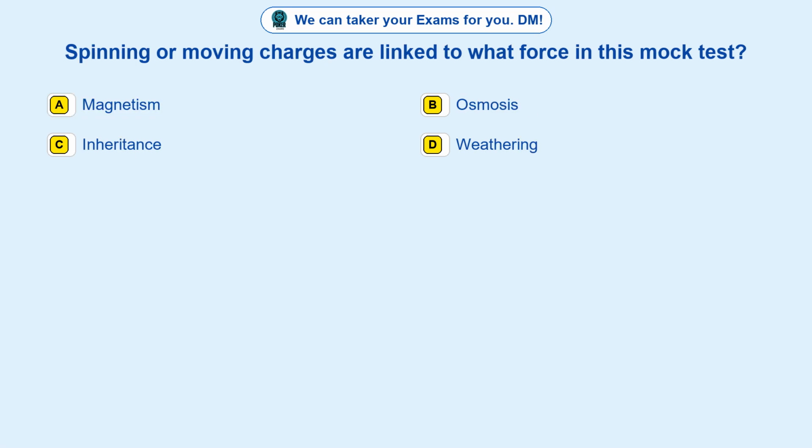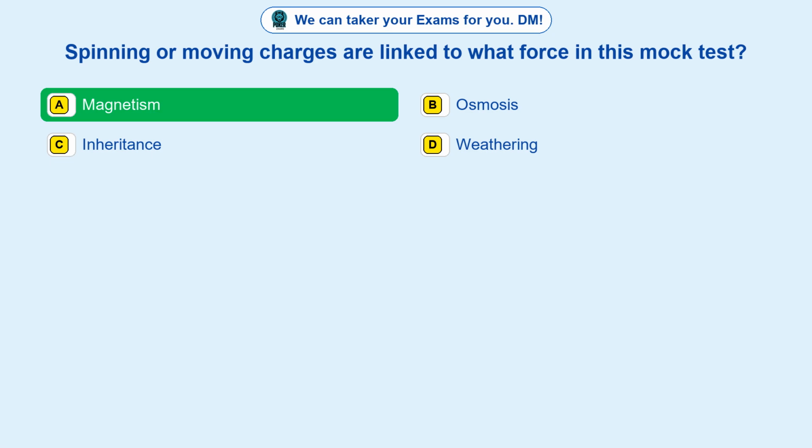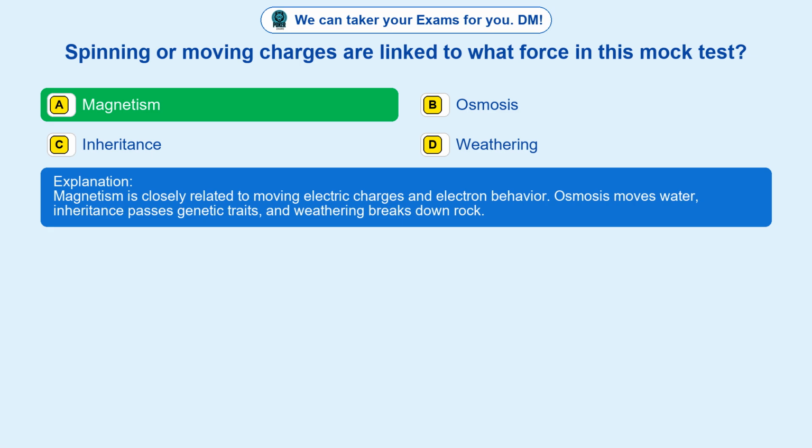Question 74. Spinning or moving charges are linked to what force in this mock test? Option A, magnetism. Option B, osmosis. Option C, inheritance. Option D, weathering. The correct answer is option A. Magnetism. Magnetism is closely related to moving electric charges and electron behavior. Osmosis moves water, inheritance passes genetic traits, and weathering breaks down rock.